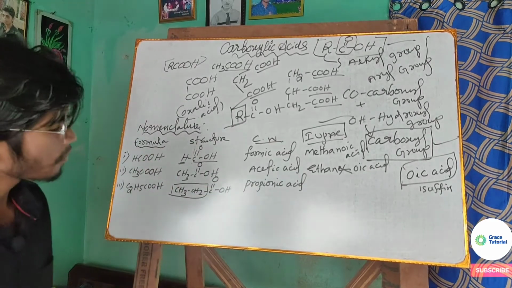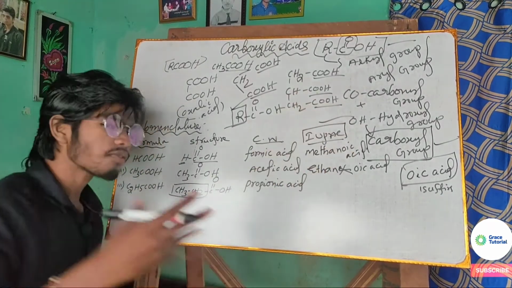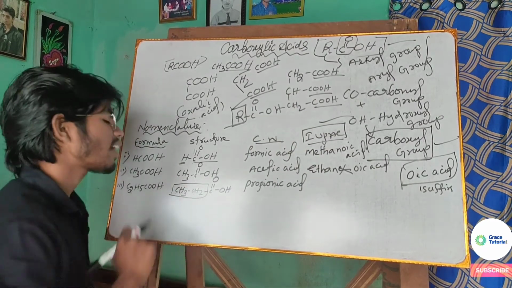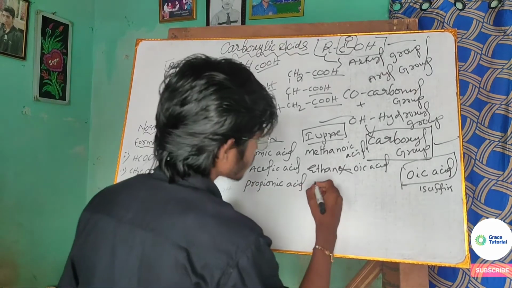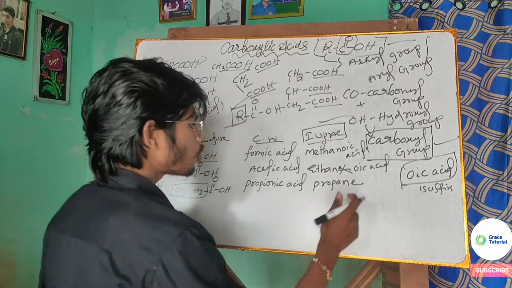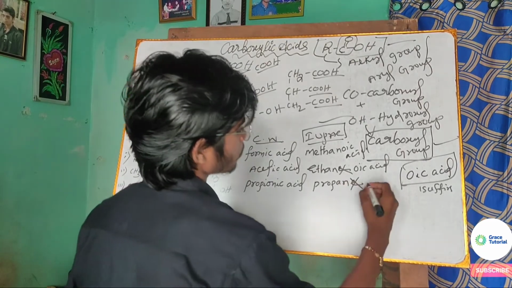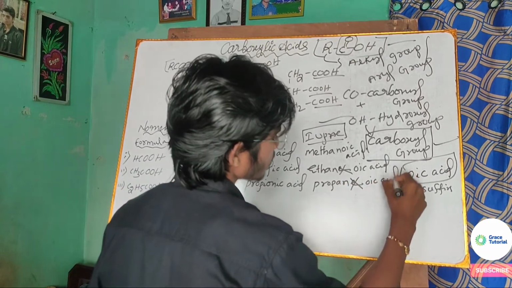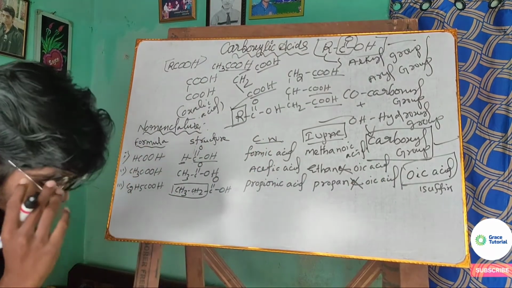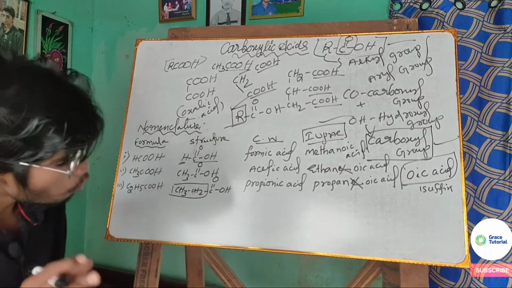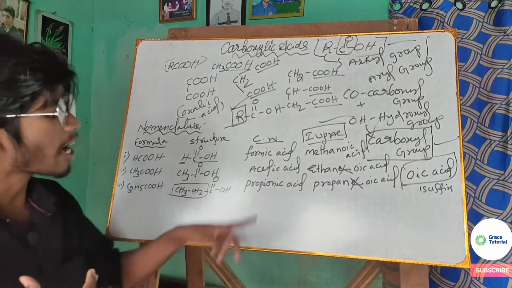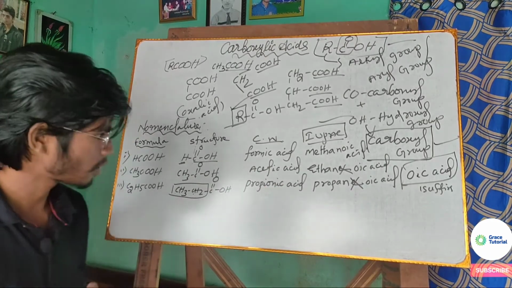But the IUPAC name should be given on the basis of the number of carbon atoms present. So how many carbon atoms are there? 1, 2, 3. 3 carbon atoms are there, so obviously you can write propane. And you will remove this E and write oic acid because that is the suffix. And the name of the compound is propanoic acid. But what is the common name? Propionic acid. The common name is propionic acid, but the IUPAC name is propanoic acid.